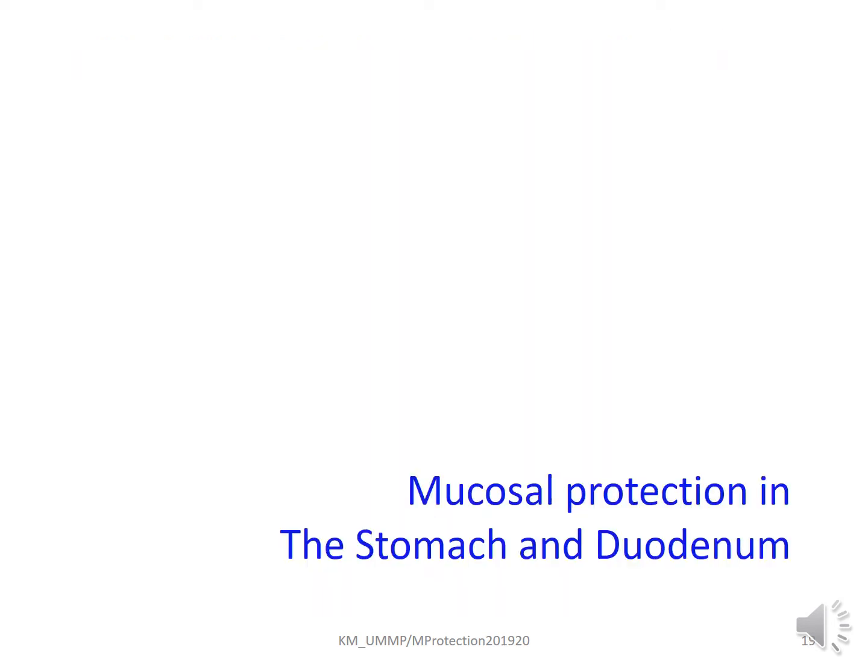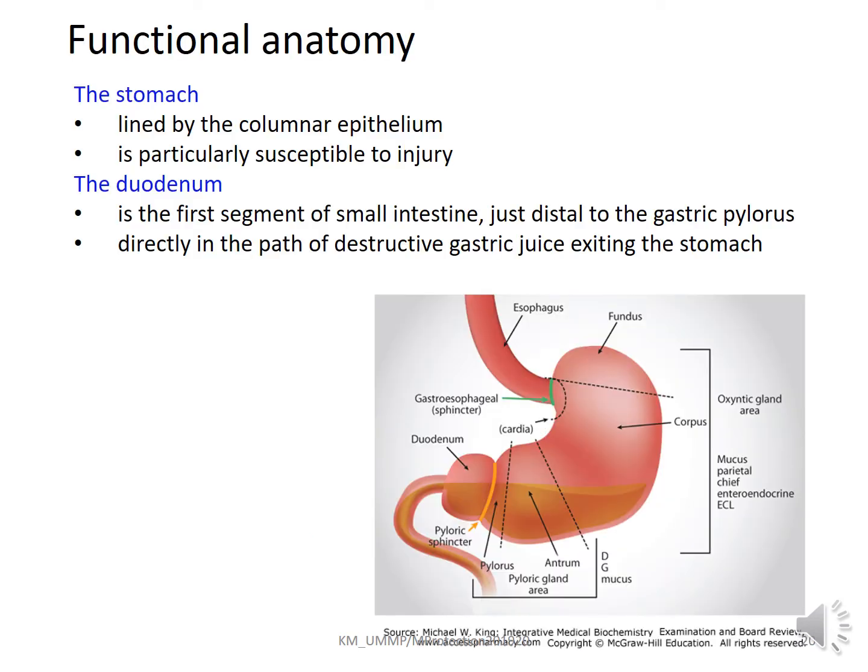Let us move to the mucosal protection in the stomach and duodenum. This is the stomach. It can be divided into the fundus portion, the corpus or body, here is the antrum, and the one near the duodenum is the pylorus. Okay, so this is the duodenum. It's the first segment of the small intestine. So the stomach content can go into the duodenum.